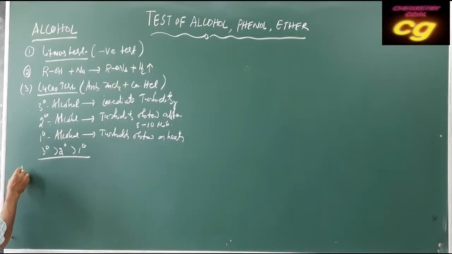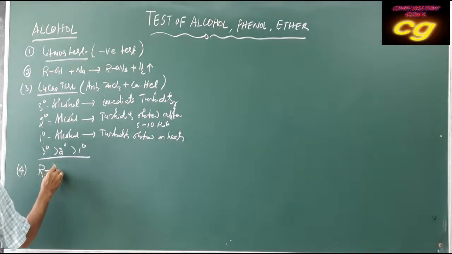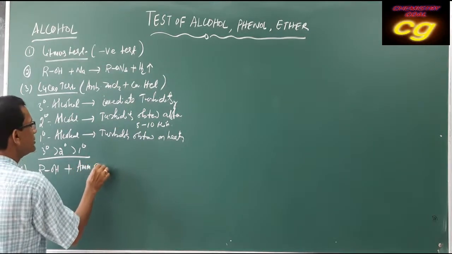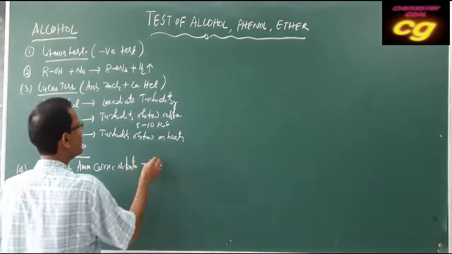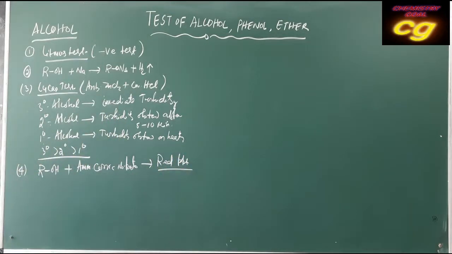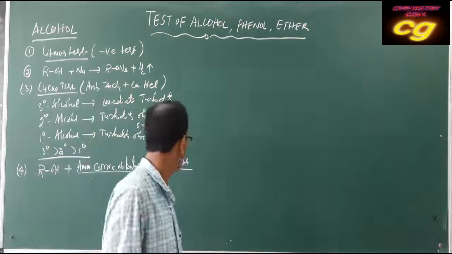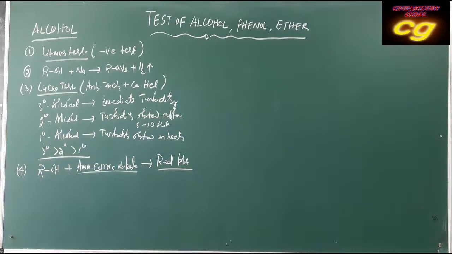Then number 4: any alcohol with ammonium ceric nitrate gives a red color, a red precipitate. If a red color is obtained with ceric ammonium nitrate, it indicates the presence of alcohol.